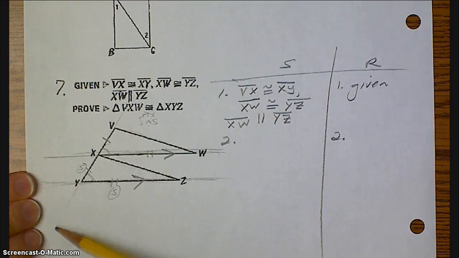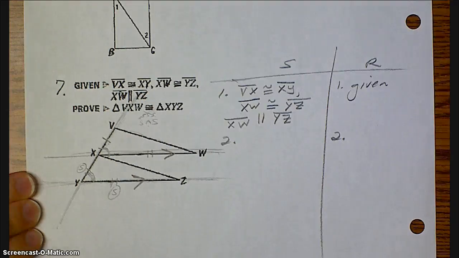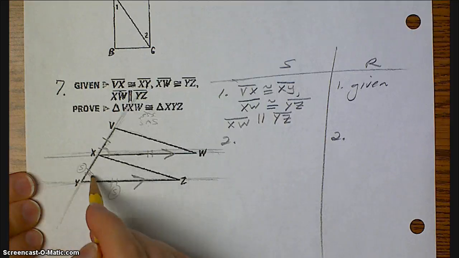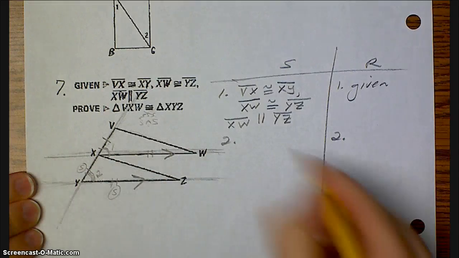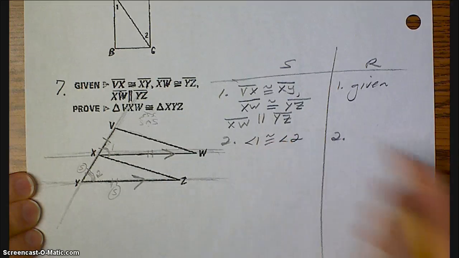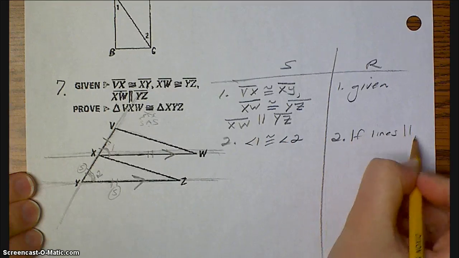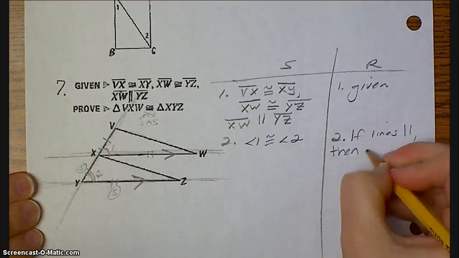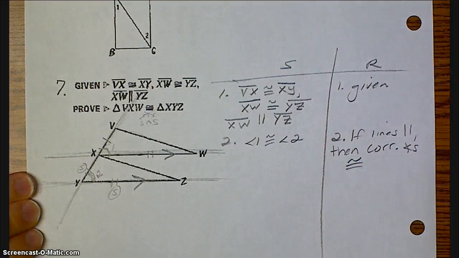Okay? Well, what if I pick this as my transversal? Then I could see that these angles here, those are in the same position, which means they're corresponding. So if these lines are parallel, then we would know these corresponding angles are congruent. So I'm going to name them with a number 1, 2. I'm going to say angle 1 is congruent to angle 2 because these lines are parallel. So if lines parallel, then we said these are corresponding angles here. Then corresponding angles are congruent.